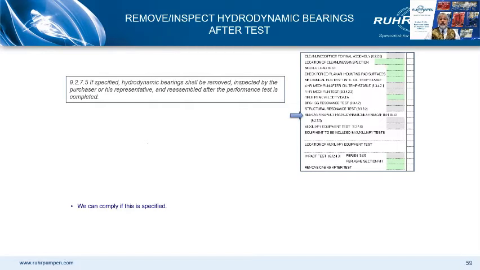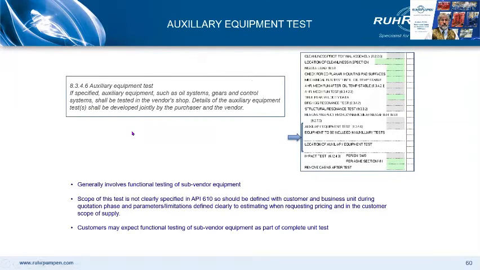Remove and inspect hydrodynamic bearings after test. Yep, this is straightforward. Here is one to watch, auxiliary equipment test. It will be usual to have agreed ITPs for each of the auxiliary equipment, and these would normally be fully tested at the sub-vendor. Now, if there's a complete unit test, you might want to duplicate some or all of that testing, and it's important to clarify that.